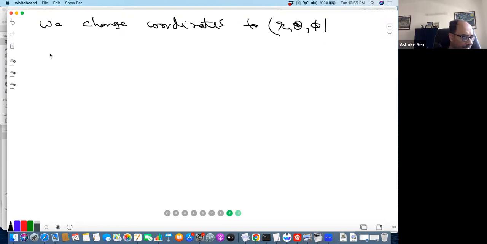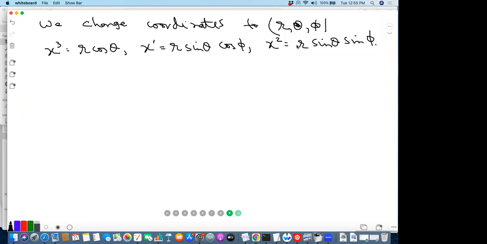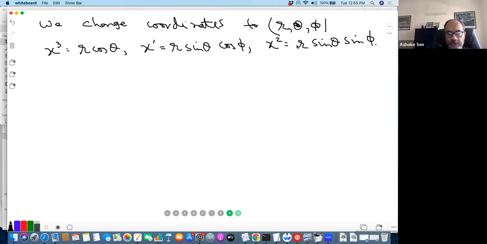So let me write this. x3 is r cos theta, x1 is r sin theta cos phi, and x2 is r sin theta sin phi. Sorry. Once you have introduced the notion of spherical symmetry in the Cartesian-like coordinate system, now I can do whatever I want. Once you have gotten the metric, I can change coordinates and go back to the spherical polar coordinates using this.